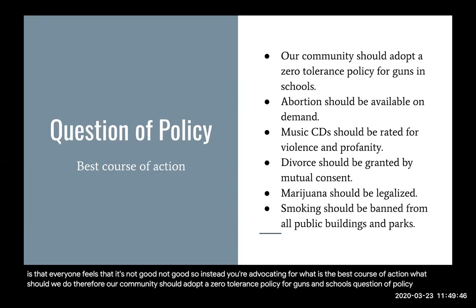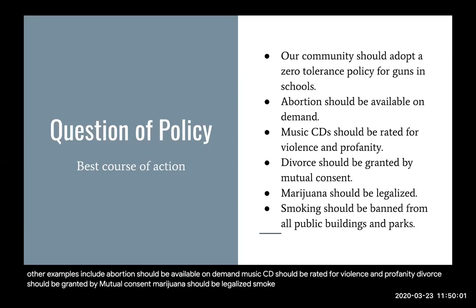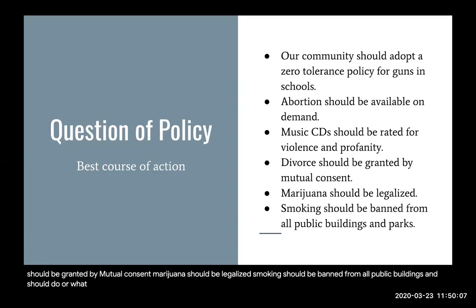Question of policy. Some other examples include abortion should be available on demand, music CDs should be rated for violence and profanity, divorce should be granted by mutual consent, marijuana should be legalized, smoking should be banned from all public buildings and parks. So all of these are what we should do or what we shouldn't do. What is the best course of action? Oftentimes you're offering a solution for a problem.